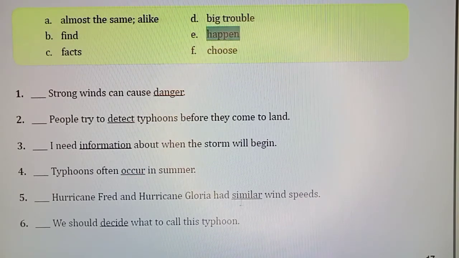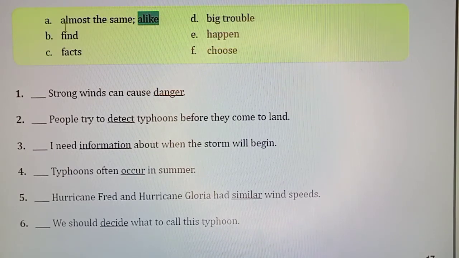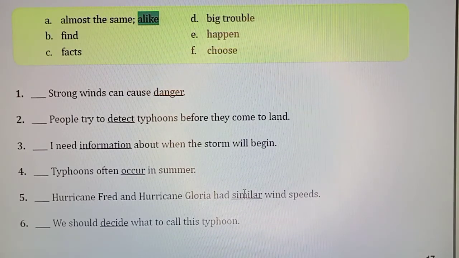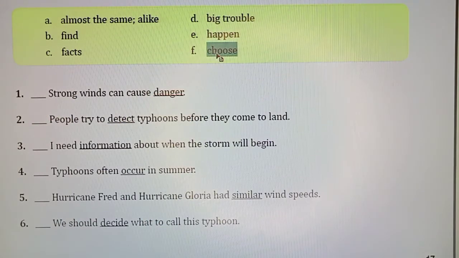The next word, similar. What does it mean, similar? Almost the same, or alike. Someone asks you about similar, what does it mean? In English, not Arabic words: almost the same, or alike. The last one, decide. What does it mean, decide? Decide, to choose. To choose something, or to select, like decide.